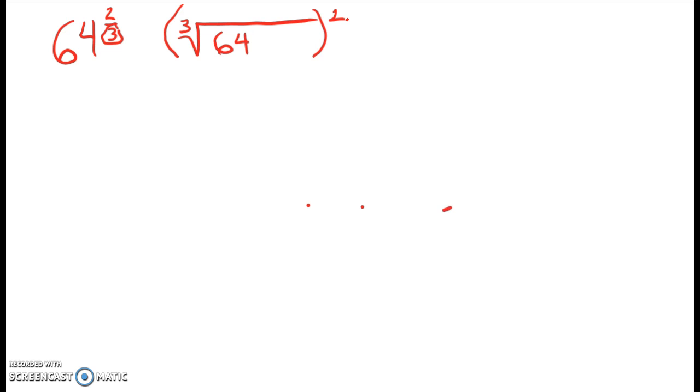So first let's figure out what times itself is 64. And spoiler alert, I'm just going to tell you, it is 4, because 4 times 4 is 16, 16 times 4 is 64. So we've got 4 raised to the second power. A power raised to a power, you just multiply. 1 times 2 is 2. We've got 4 squared, and 4 squared is equal to 16.